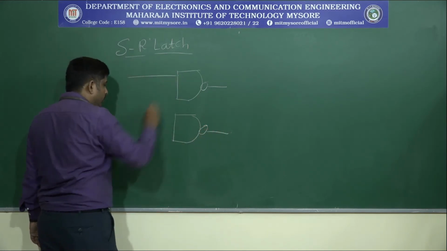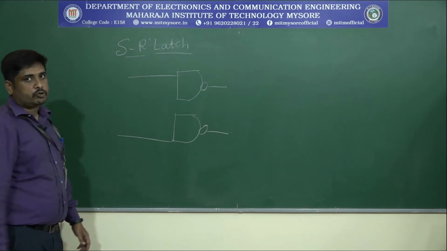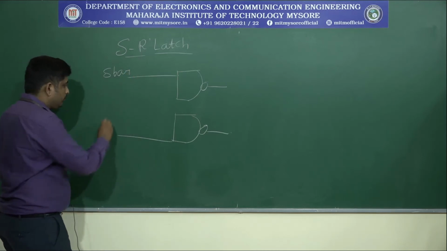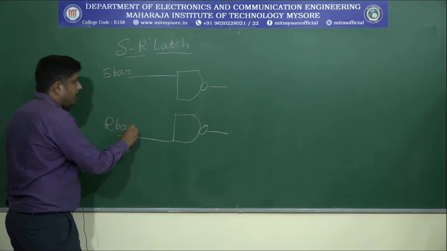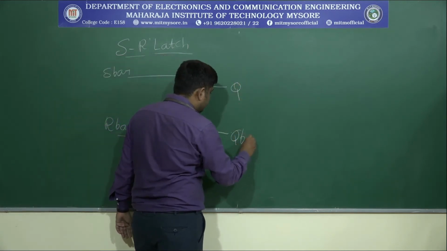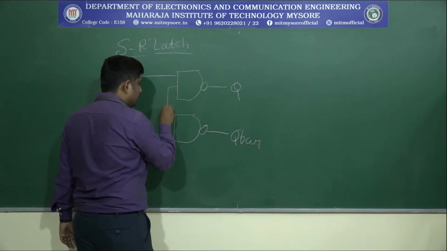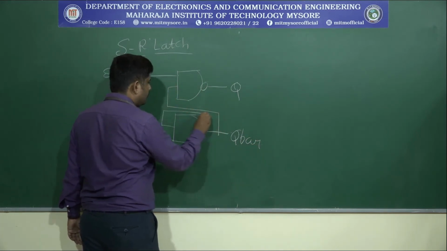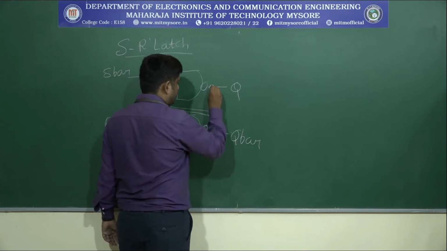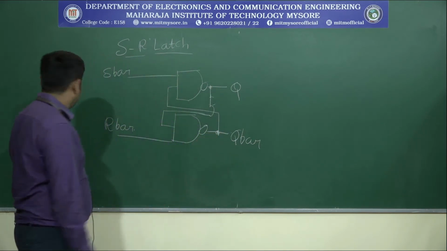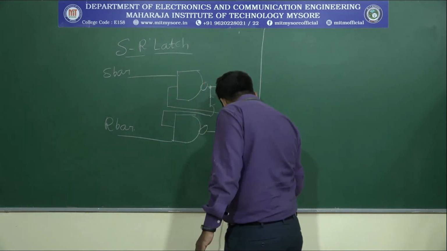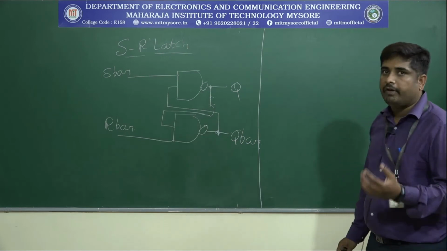Here, universal gates indicate it's always complement, right? So that's why one input is declared as S bar, another input is declared as R bar. Obviously the SR latch has two outputs, Q and Q bar. So this is the final diagram for the SR latch. Based on this, we have to write the Verilog HDL code.